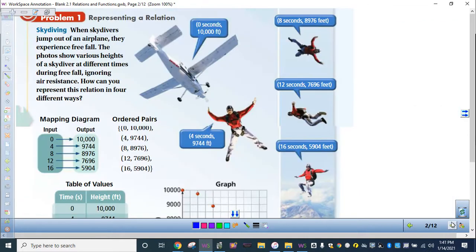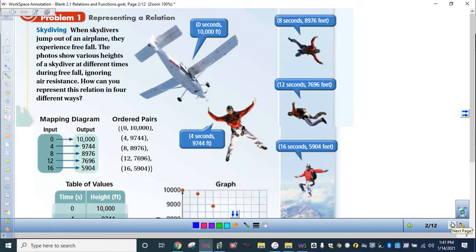Another representation of a relation is this dude skydiving. Anybody been skydiving? Nobody all day long has been skydiving. That's 85 of you who have never skydived. I haven't either. Anybody bungee jumped? We talked about that, I think.